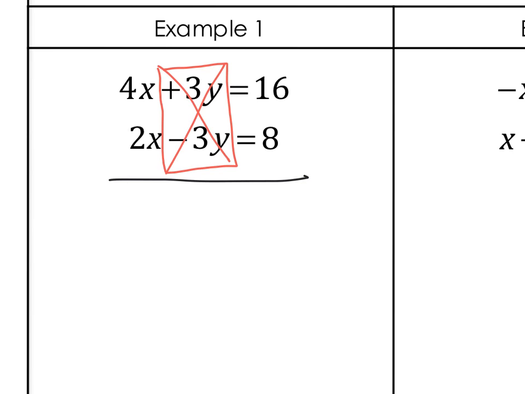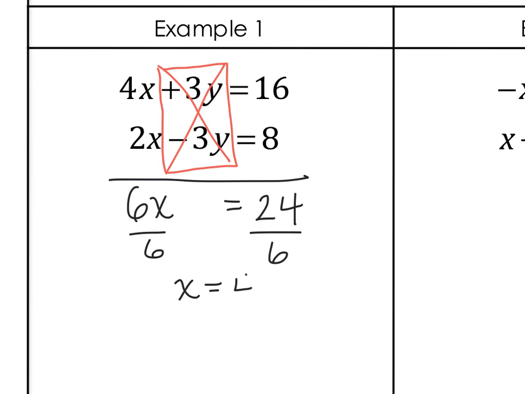Now remember that we are adding as we go down. So we have 4x plus 2x is 6x equals 16 plus 8, which is 24. To solve for x, I'm going to divide by 6, and I get x equals 4.